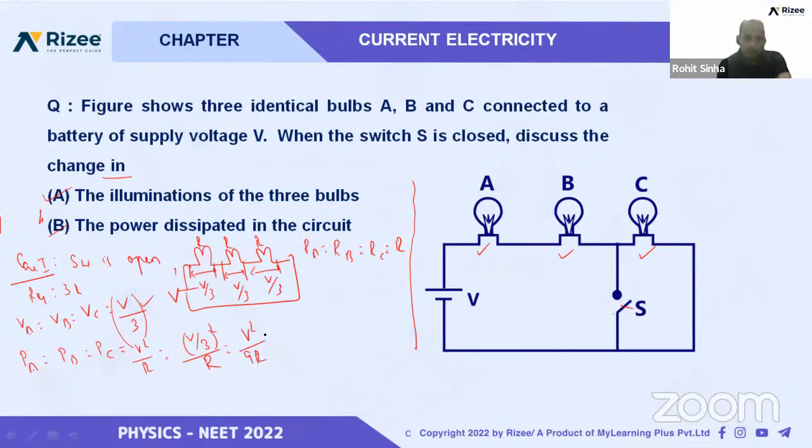Now this is the power, and we have to compare power and illumination like this. So we have come to know the power. This was the case when the switch is open. Now we assume case 2, where the switch is closed. What is happening when the switch is closed?